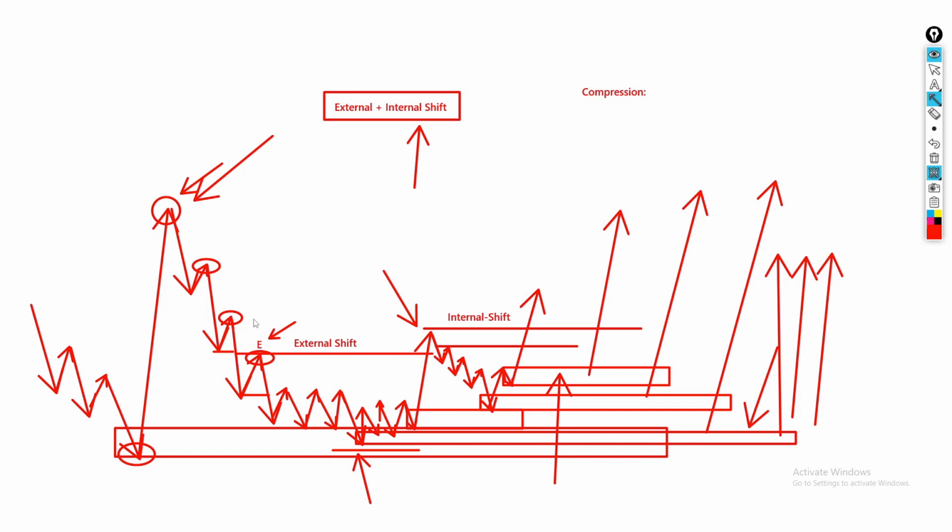So this is the explanation of one of the entry protocols that you want to be understanding. This is called the external plus internal shift. You want to wait for that external shift first, which is the break of the high that made the low right here. Again, there's a little bit of subjectivity here as well, right?